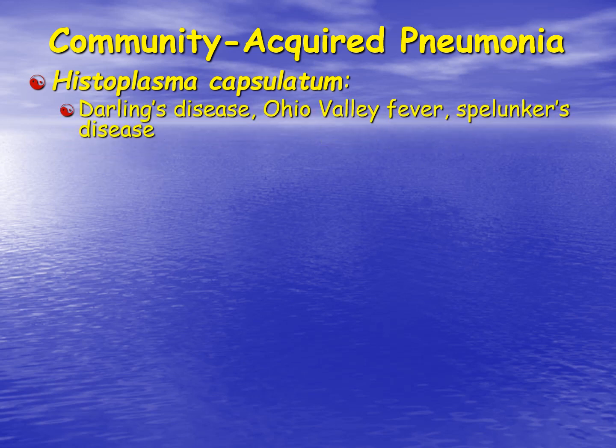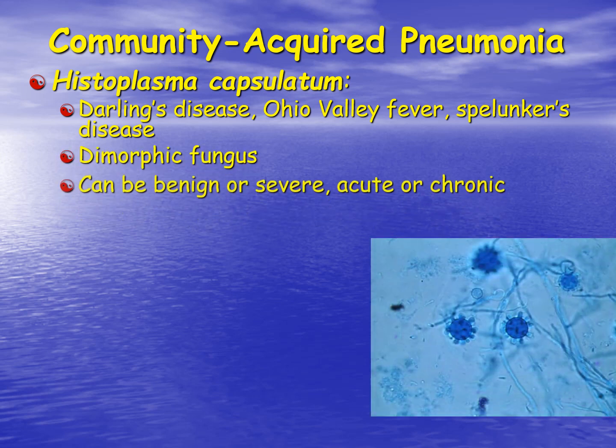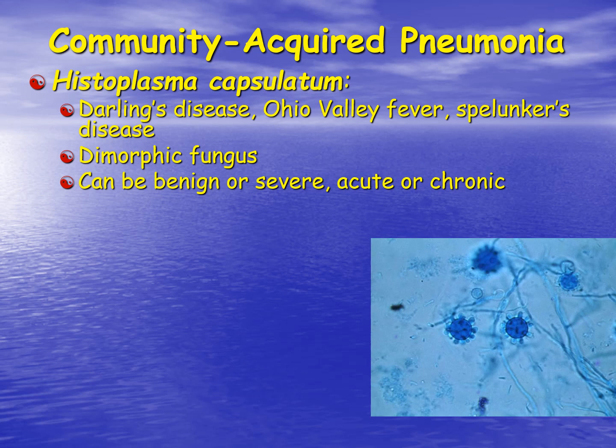Histoplasma capsulatum is one of our systemic fungal diseases. It's also referred to as Darling's disease, Ohio Valley fever, or spelunker's disease. And the spelunkers, those are individuals that go into caves. And so sometimes it's also known as caver's disease. It's a dimorphous fungus. It will be mold-like at room temperature and form a yeast structure that has these little weird spikes on it at body temperature. Can be benign or very severe. It can cause acute disease or result in chronic disease.